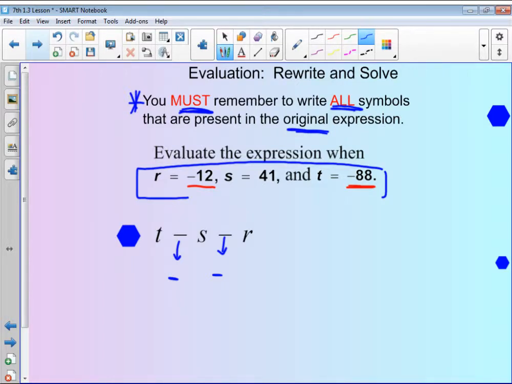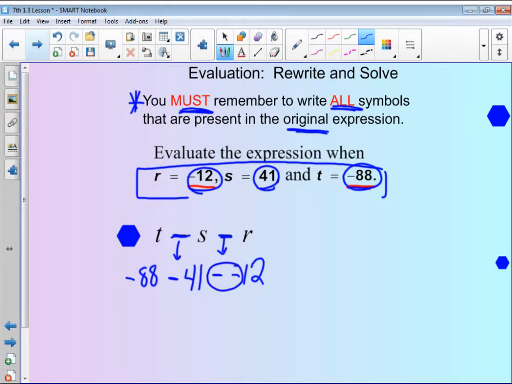Now I'm just going to substitute in. T was worth -88, so -88. S was worth 41, so I'm going to put a 41 here. And R was -12, so I have to write a -12. Take note, I kept these negatives in the problem. Now I have to go through and simplify where I can. So this is what we were just working on the previous slide and the slide before. Simplify. Get rid of those double negatives that are right next to each other.